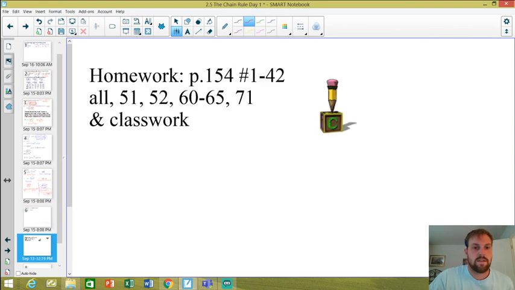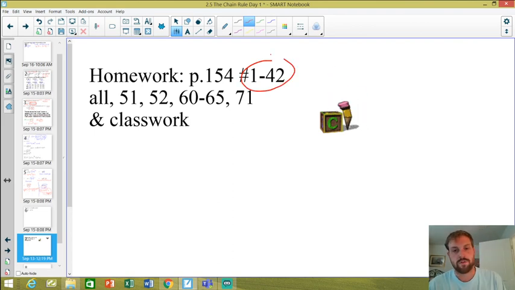And then there's your homework, okay? It says 1 through 42. For goodness sakes, don't feel like you got to do all of those, okay? It's just practicing a bunch of different examples of chain rules and great problems, okay? So you can try those and we can go on from there.